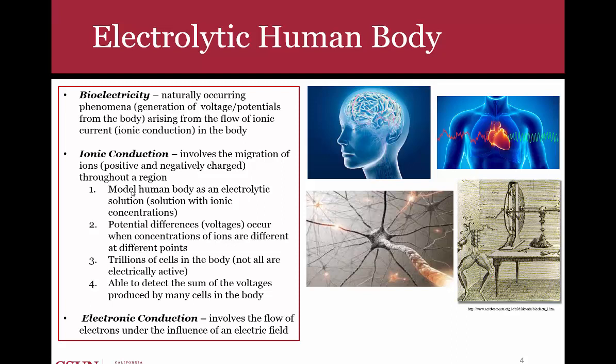Okay, I want to give you an idea of some of these pictures here. So these ionic currents can occur in the brain, where there are a lot of neurons. We'll see that there are trillions and trillions of neurons in your brain, and so we'll get to that.